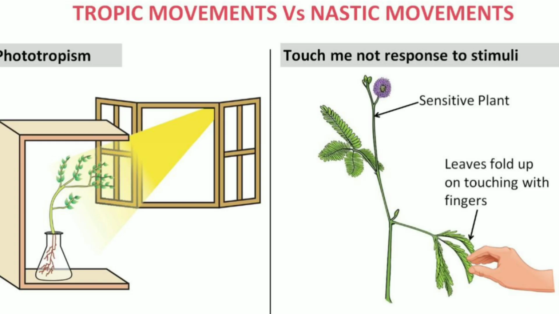Okay, so that is about tropic and nastic movements in case of plants. We have learned about 5 types of tropic movements here. By the way, we have learned nastism also. That is about our topic.